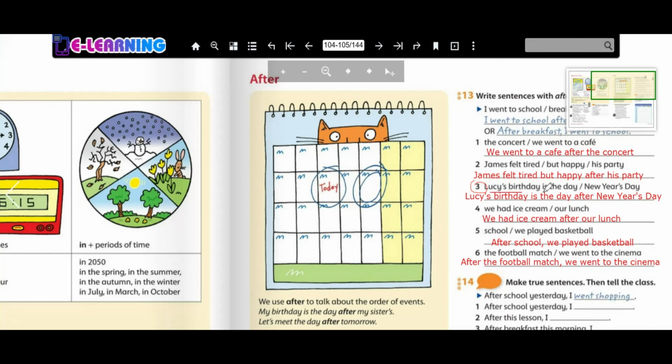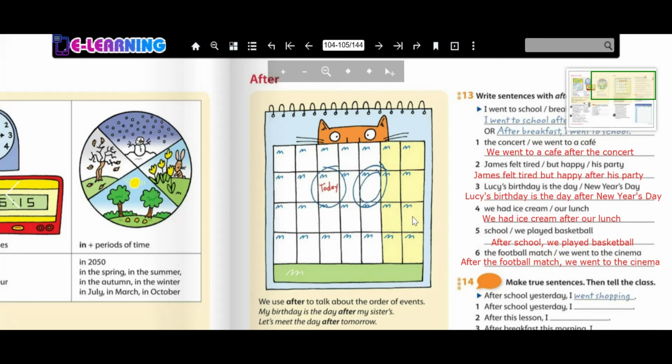Number 3, Lucy's birthday is the day, New Year's Day. So we can rewrite, Lucy's birthday is the day after New Year's Day. Number 4, we had ice cream or lunch. So we can write, we had ice cream after our lunch. Number 5, school, we played basketball. So we can rewrite, after school, we played basketball. Remember to put the comma right here, okay? Number 6, the football match, we went to the cinema. After the football match, comma, we went to the cinema.